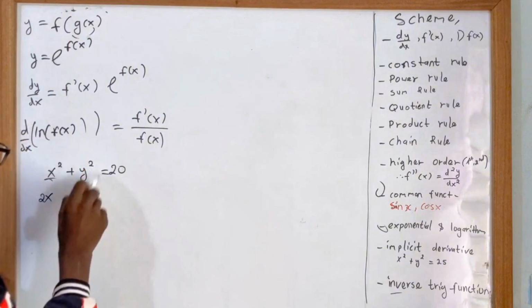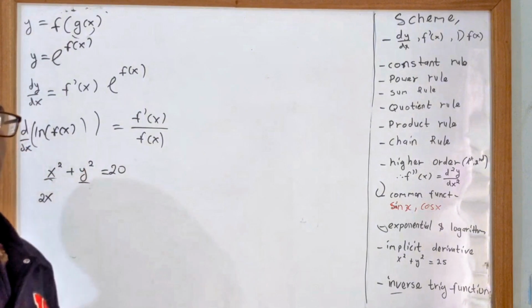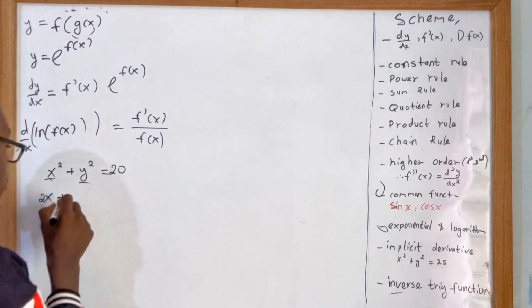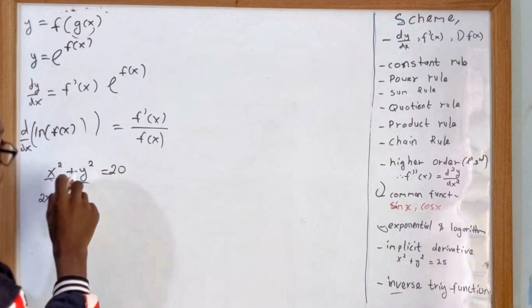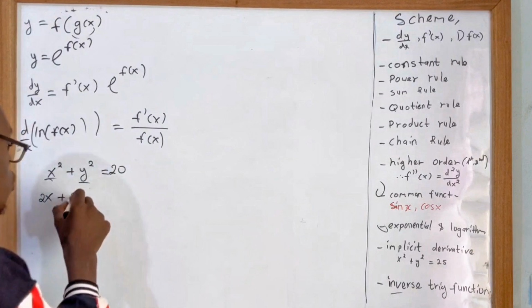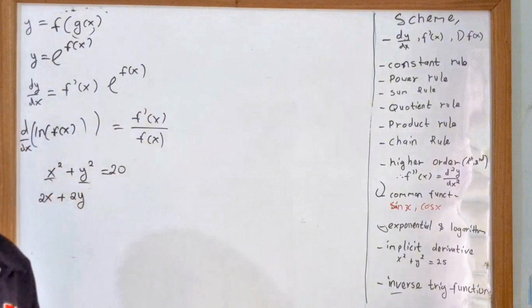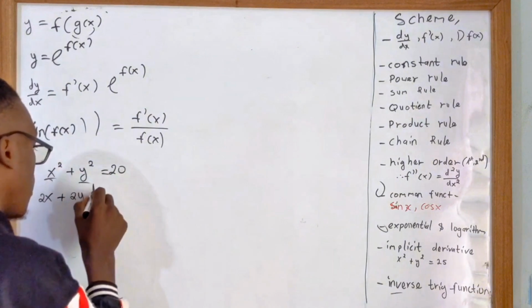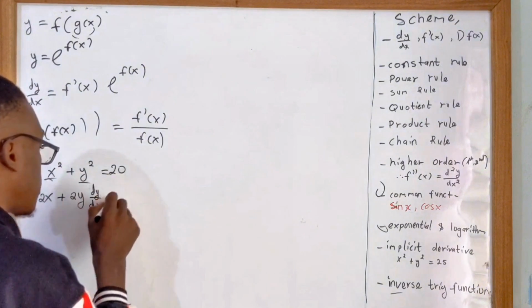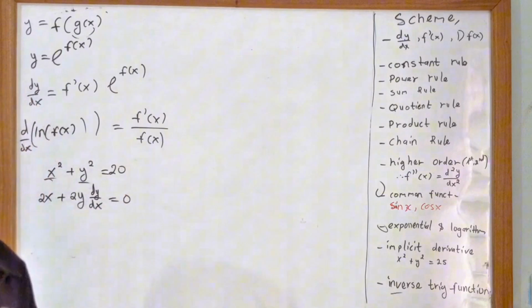But if you differentiate this one, how are you going to do that? Because there is a y. The basic principle we are going to use here is the power rule still, and have 2y, but we are going to put dy over dx, and that is equal to 0. The question you're going to ask me is, why am I putting dy over dx?